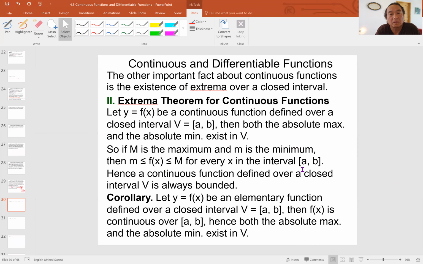So one more time, if I have a closed interval and f of x is an elementary function, hence continuous, defined on the closed interval, then the theorem guarantees there is a maximum and a minimum within the interval AB. So this is the existence theorem for elementary functions.